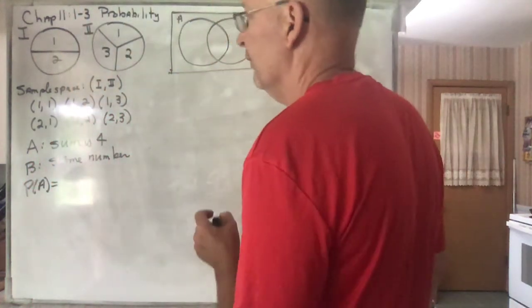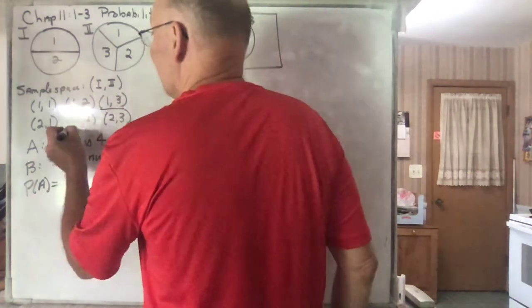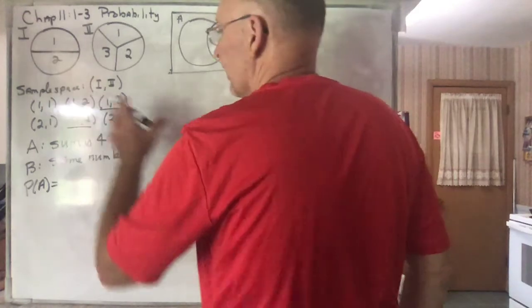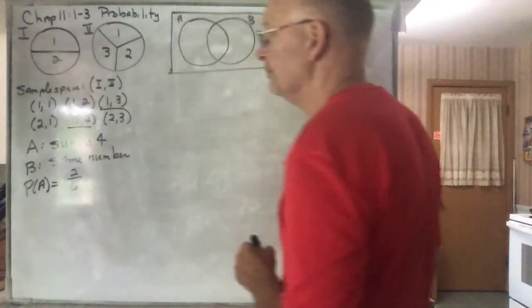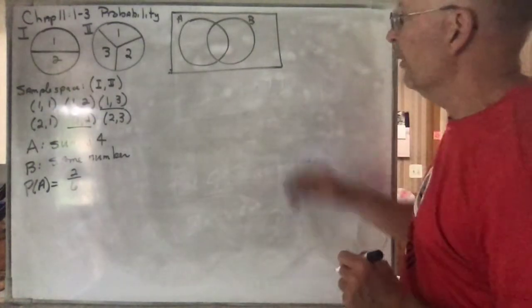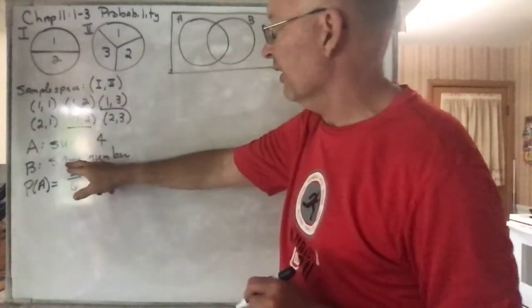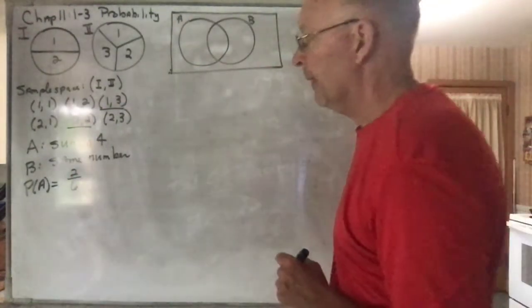Okay, well, let's see. For the sum to be 4, this could happen or this could happen. Do you agree? You have 2 out of 6 there. All of these are equally likely. So you have 2 out of 6, which of course is the same as 1/3. And if you want to make a little diagram of what's going on here, A is again, the sum is 4, and so you've got 2 things in there.